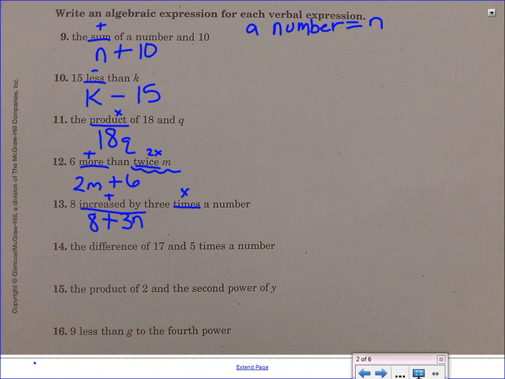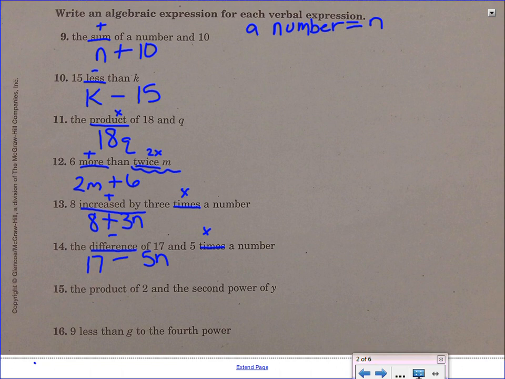Number 14, the difference of 17 and 5 times a number. So the difference is going to mean subtraction. Times is going to mean multiplication. Whenever I see the difference, I need to write the numbers they give me in the order they give them to me. So they give them to me 17 and then 5, and then it says times a number, so I'm going to stick an n next to it. And difference means subtraction. So 17 minus 5n. And that would be different if I wrote 5n minus 17.